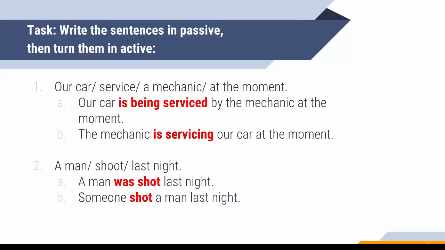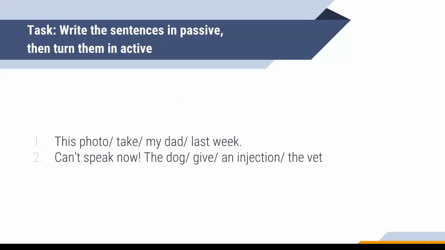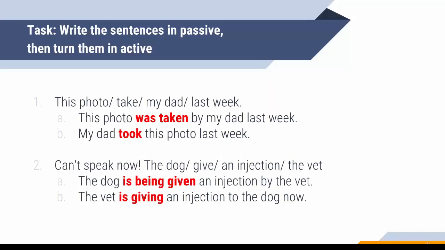The second one. A man was shot last night. Last night, past simple. Was shot. Okay, passive. Now active. Someone shot a man last night. Active. Next. This photo was taken by my dad last week. Past simple, passive. My dad took this photo last week.